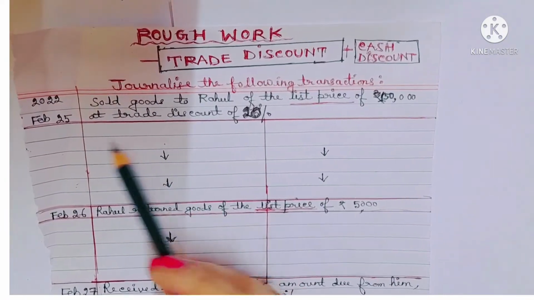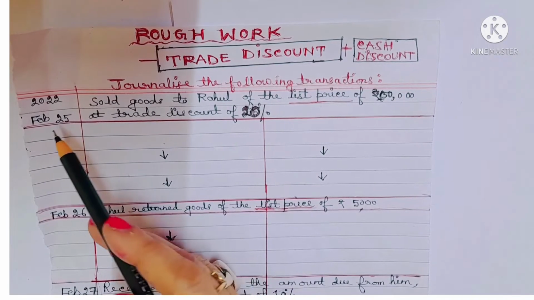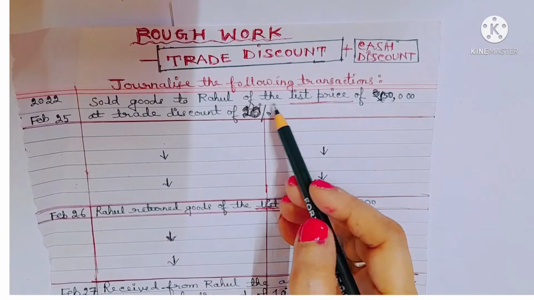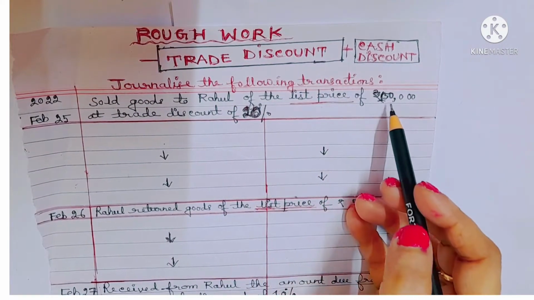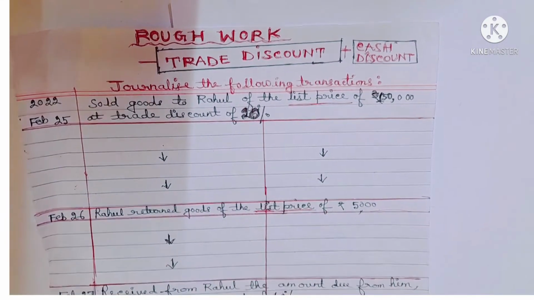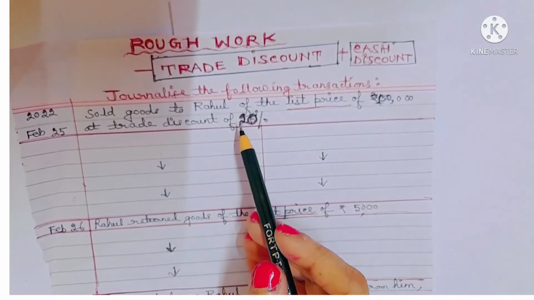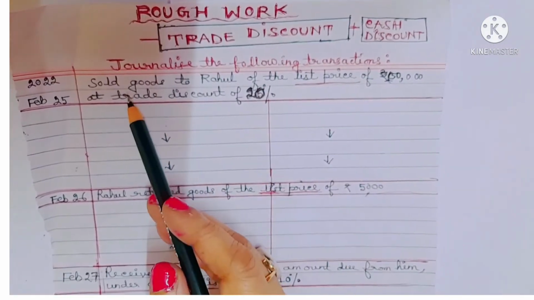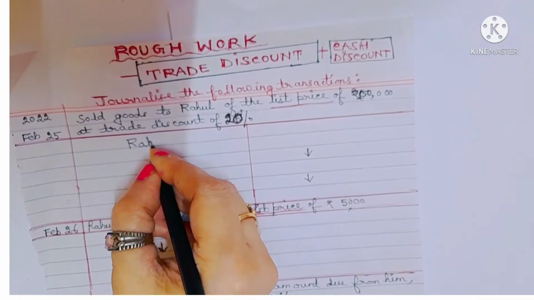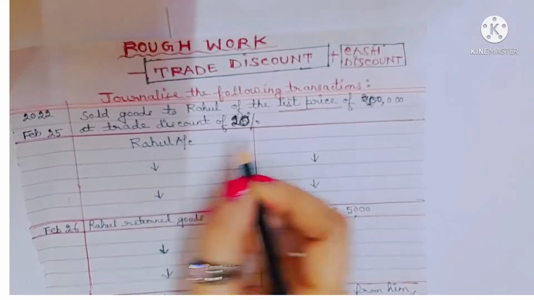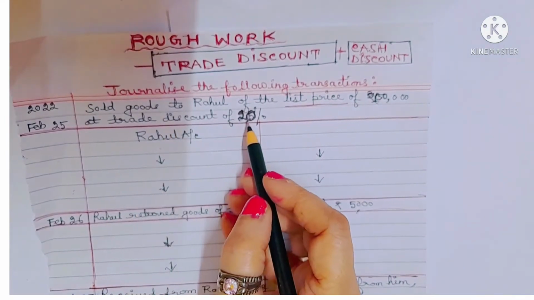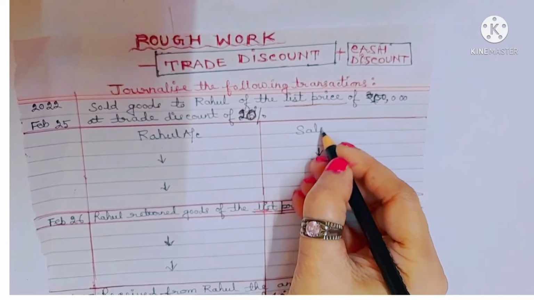The first transaction is on 21st February 2022: sold goods to Rahul of the list price of rupees 1,50,000 at trade discount of 20%. So what are the two accounts? Let us identify. The first account is Rahul account. Another will be sales account.